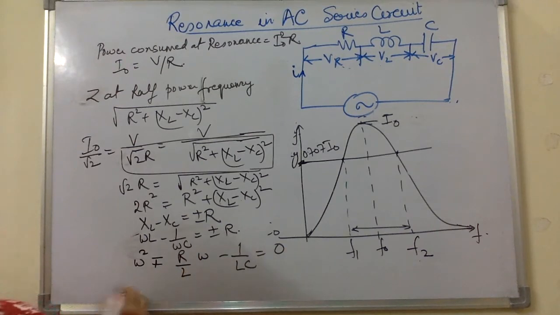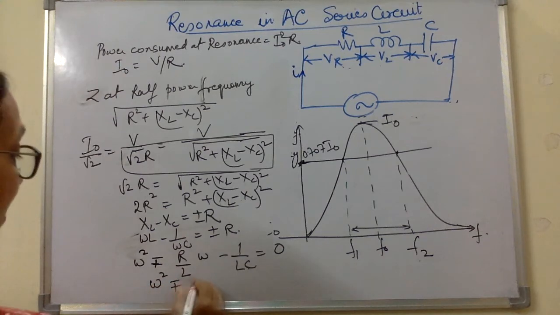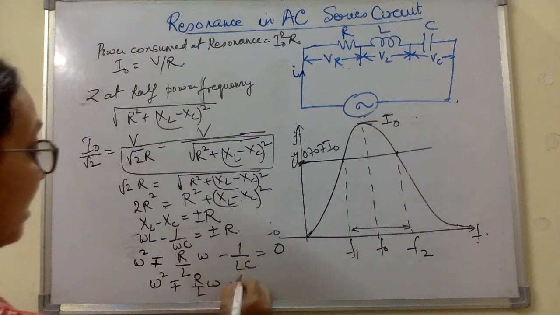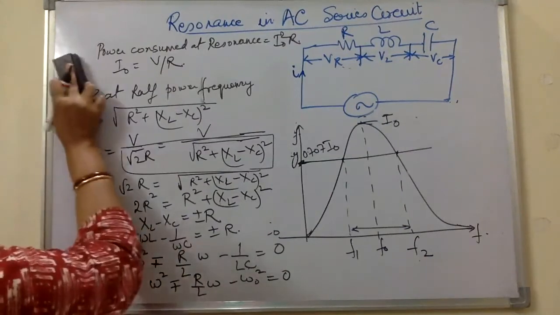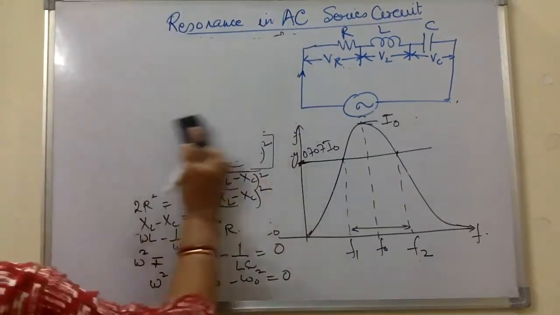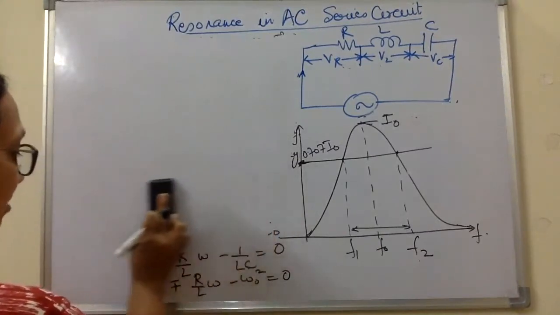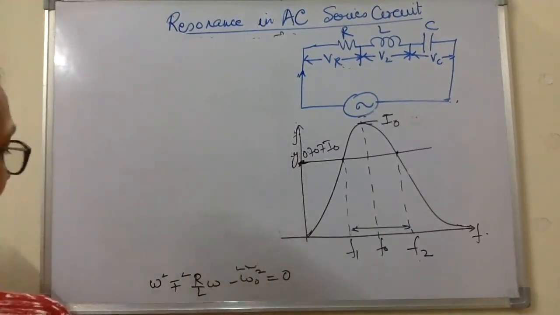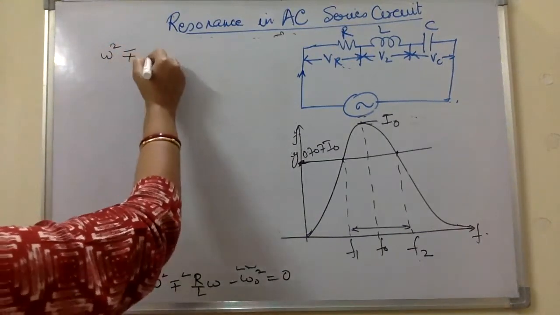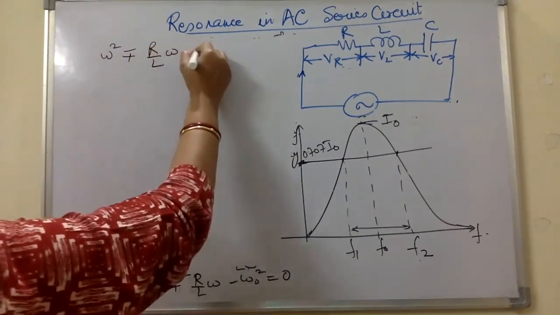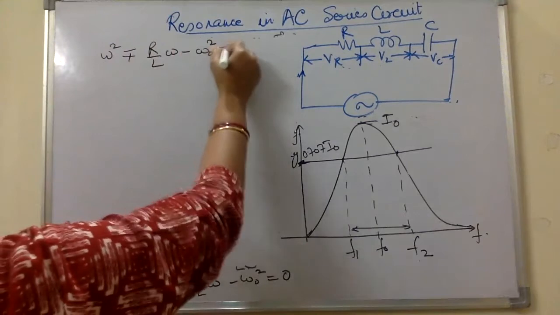Now, 1 by LC can be written as omega 0 square. So, this equation becomes omega square minus plus R by L omega minus omega 0 square is equal to 0. So, this is nothing but a quadratic equation. And so, when you solve the quadratic equation, the roots of this equation will come as, I'll just rewrite this equation. The equation is omega square minus plus R by L omega minus omega 0 square is equal to 0.